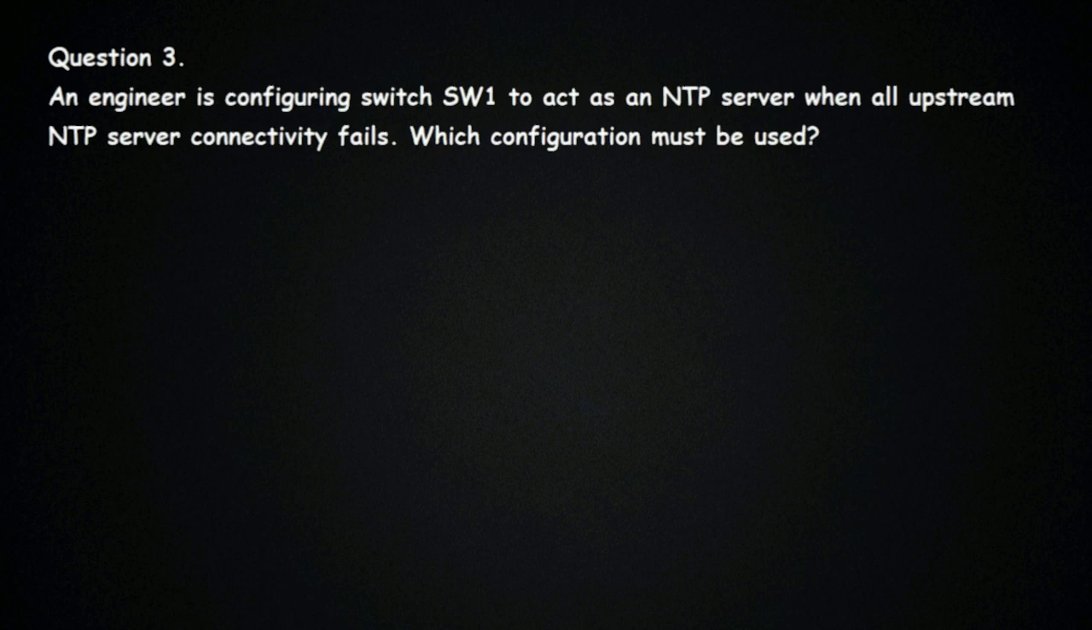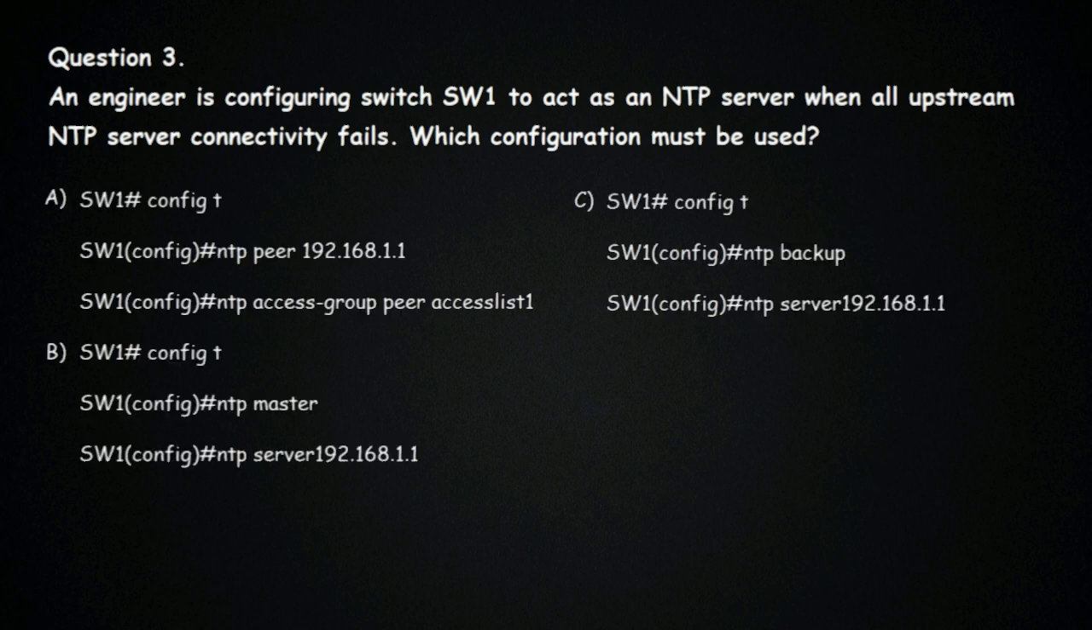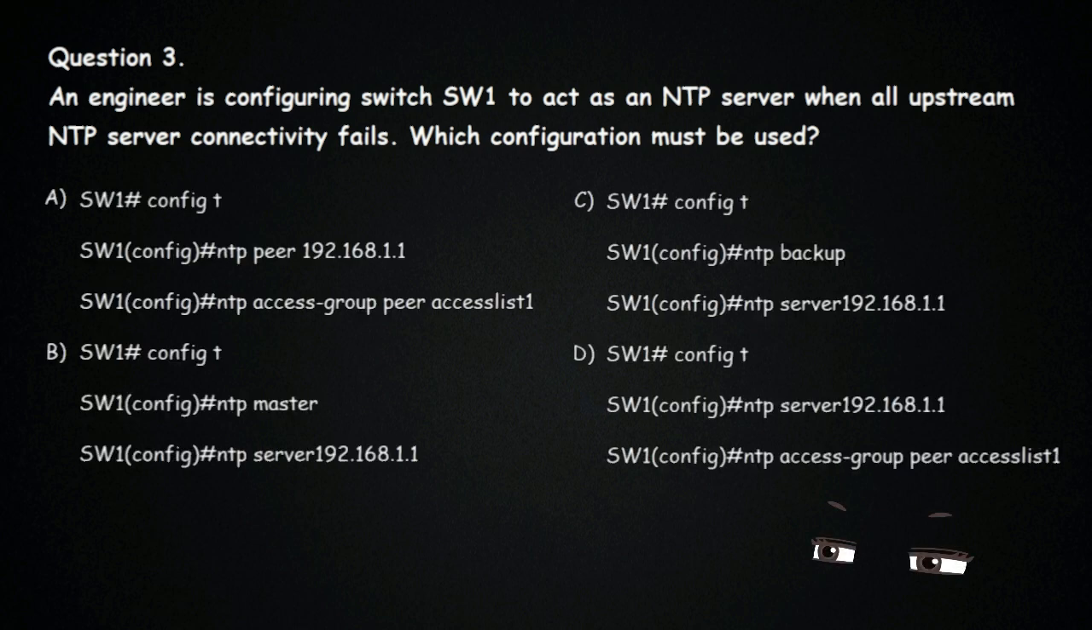Question 3. An engineer is configuring switch SW1 to act as an NTP server when all upstream NTP server connectivity fails. Which configuration must be used? Options. Correct answer is B.